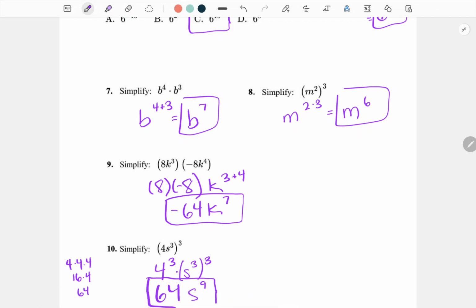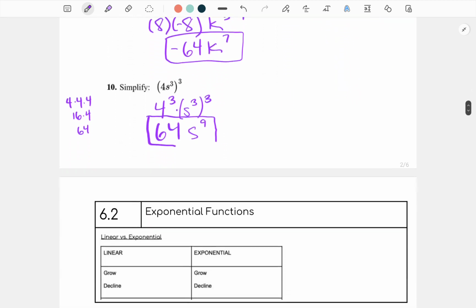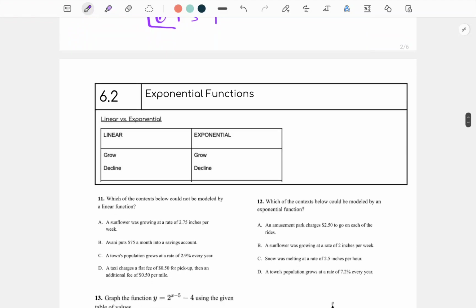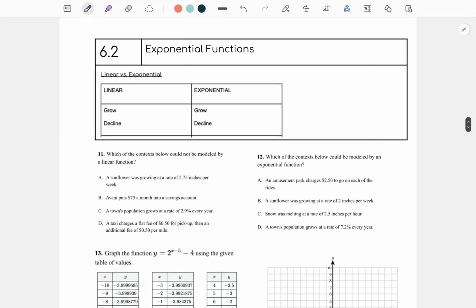There we go. So that is it for 6.1, and we're going to move on to 6.2. So with that lesson, we analyzed linear versus exponential. We said that if it was a linear function, to grow, it would be adding, and to decline, it would be subtracting. And for an exponential function to grow, it would be multiplying. And for it to be declining or decreasing or decaying, it would be divide.